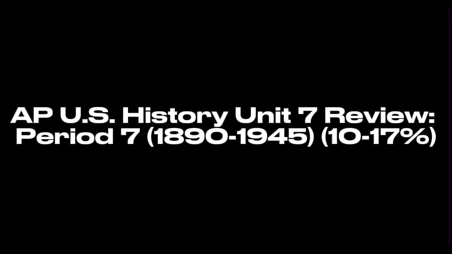Peak progressivism in action. Unprecedented federal control. The War Industries Board, WIB, led by Bernard Baruch, essentially told factories what to produce, how much, and allocated raw materials. It was centralized economic planning on a scale never seen before.